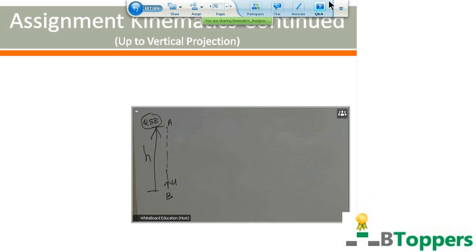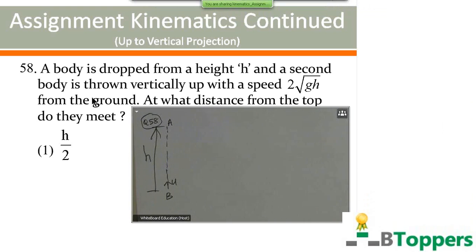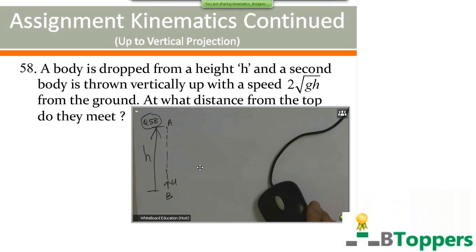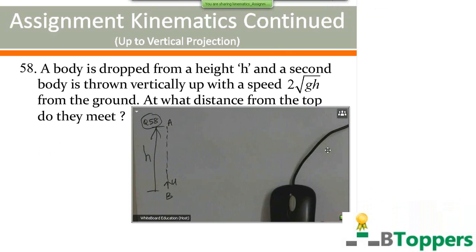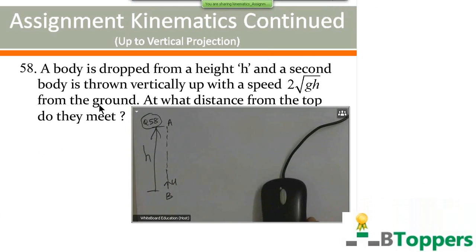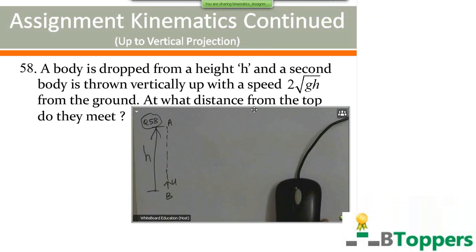Look at question number 58 again, which I have already shown you earlier. A body is dropped from a height h, and a second body is thrown vertically up with a speed 2 root gh from the ground. To what distance from the top do they meet?